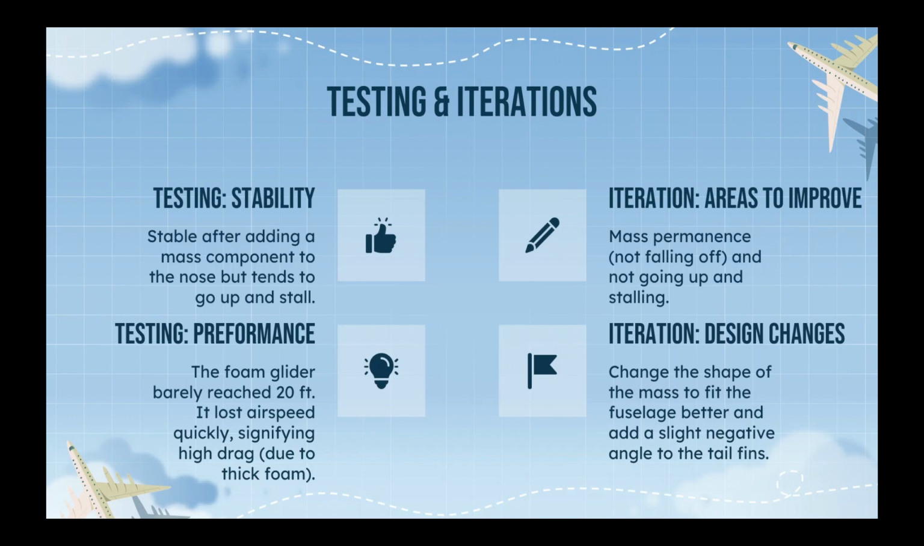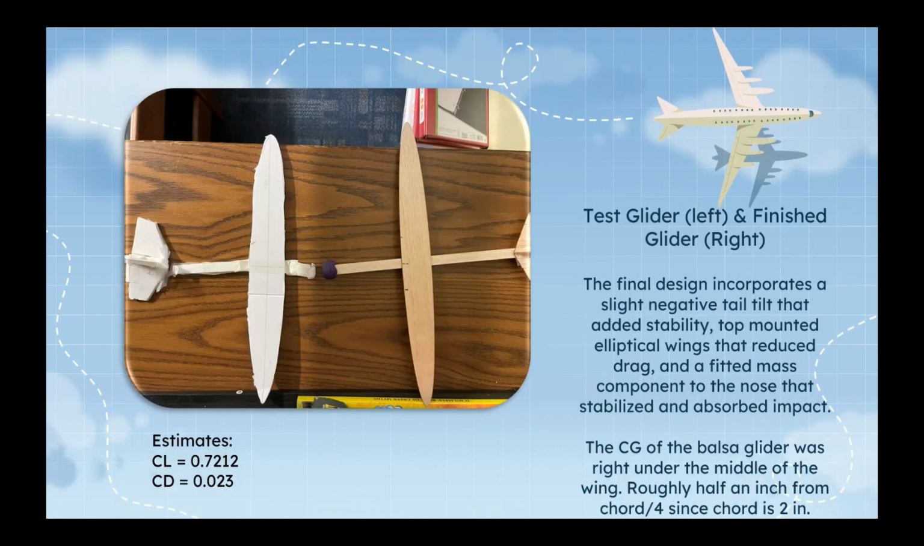Iteration design changes: changes to the shape of the mass to fit the fuselage better and add a slight negative angle to the tail fins. Test glider on the left and finished glider on the right. The final design incorporated a slight negative tail tilt that added stability, a top mounted elliptical wing that reduced drag, and a mass fitted component to the nose that stabilized and absorbed impact.